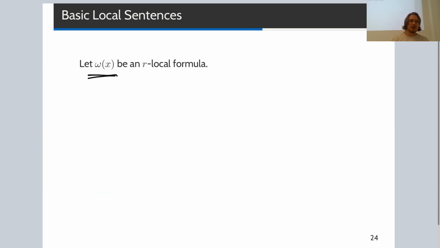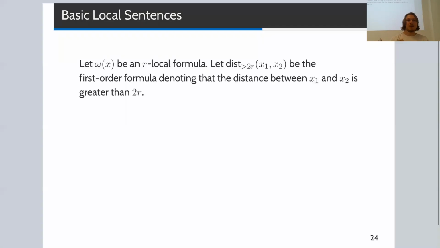So let's assume we have omega as some r-local formula. And additionally, we assume we have some formula dist(x1, x2). This is the first order formula that expresses that the distance between x1 and x2 is greater than 2r. So such a formula exists. We can just say there exist 2r vertices between x1 and x2. So you can say the existence of a path in first order logic, and then you just negate it, and then you have the property that no path between the two of them exists, which means their distance is larger than 2r. So this distance formula can be expressed in first order logic, and we're going to use this as a shorthand for this formula.